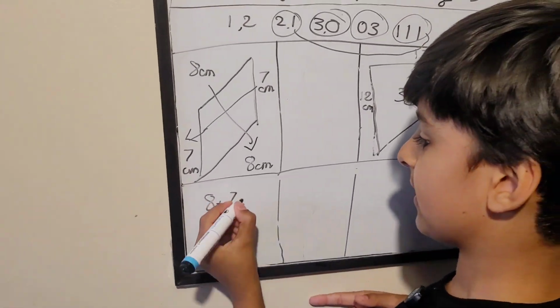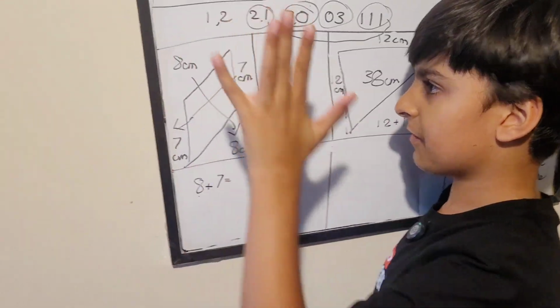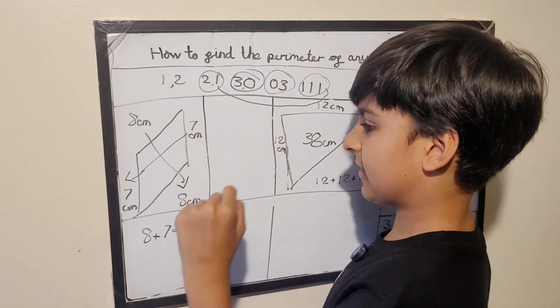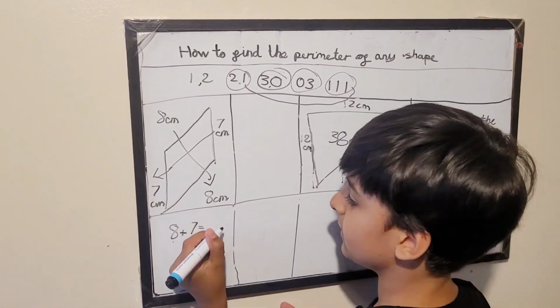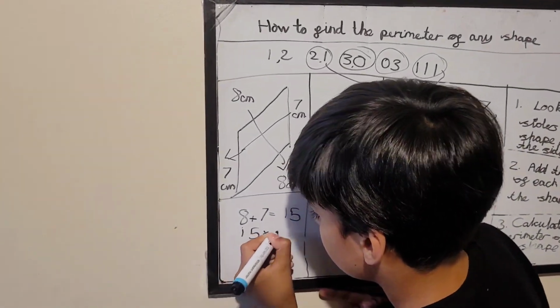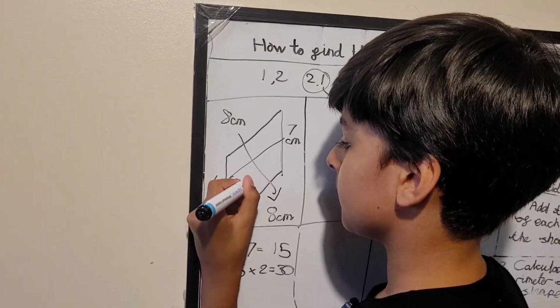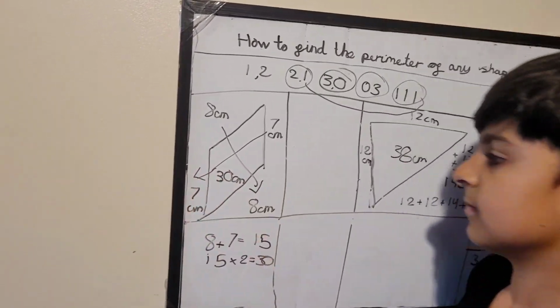You can do it in a trick, because it's parallel to parallel. 8 plus 7 is 15, if you want to do it in one giant step. 8 plus 7 plus 8 plus 7. I'll do it in the easy way. 8 plus 7 is 15, and then double it. 30. So the perimeter of this shape is 30 centimeters.